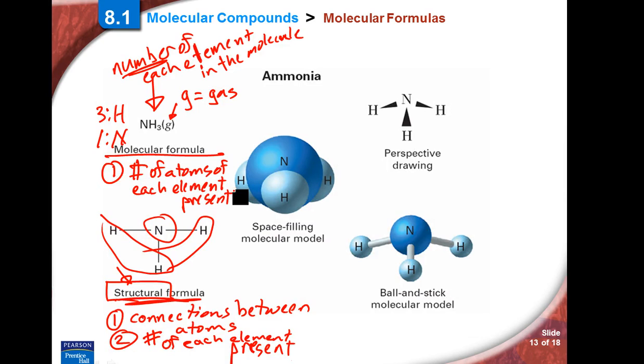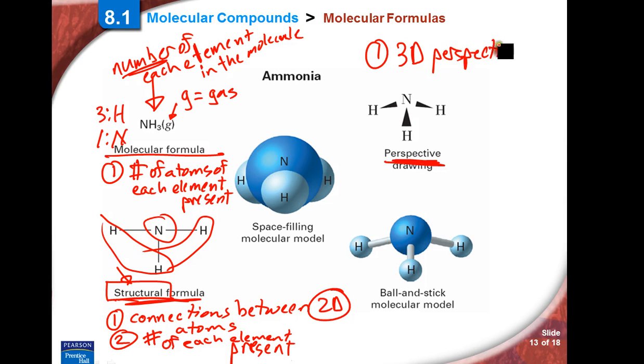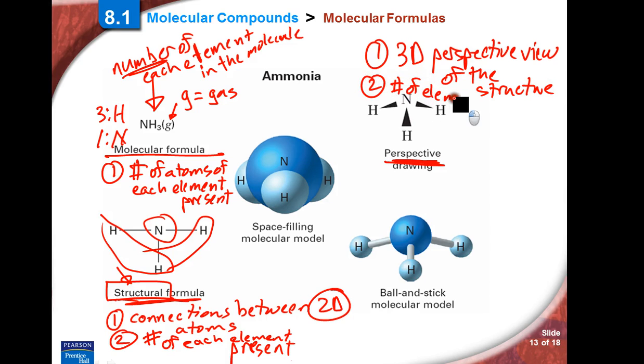Okay, if we look at the perspective drawing, this gives us perspective. The connections down here are two-dimensional connections. This gives us the three-dimensional perspective view of the structure. Second thing it does is show us the number of elements.